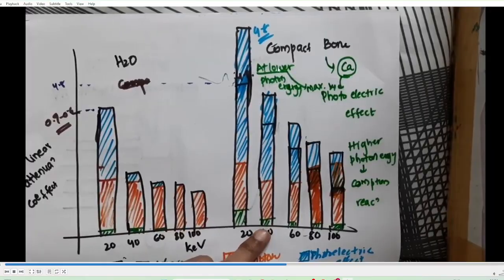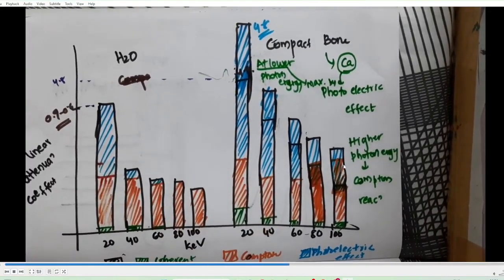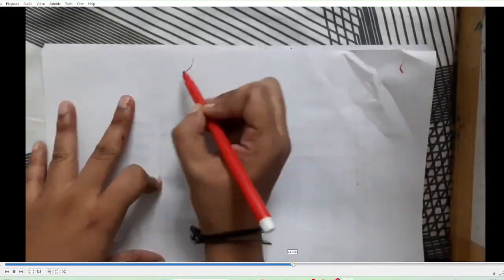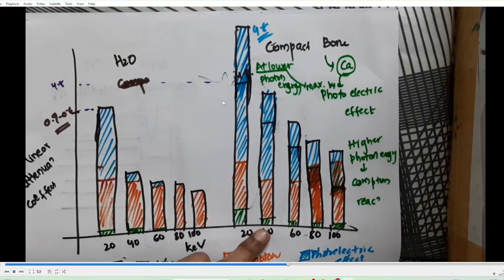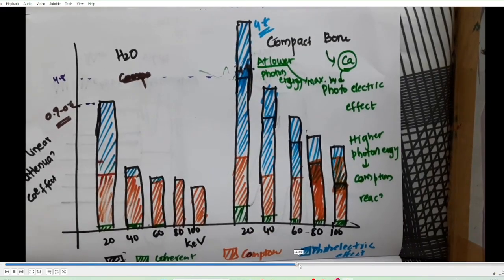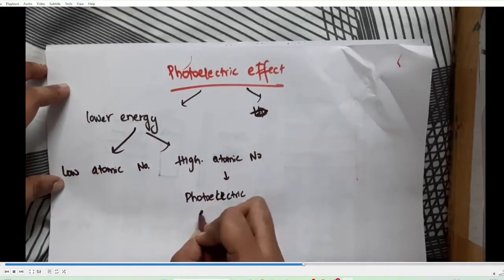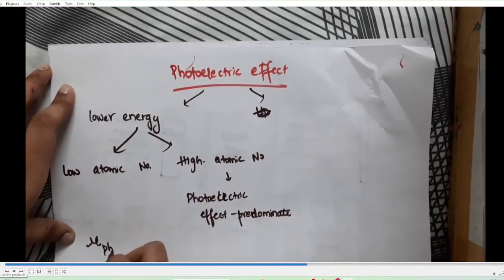So for bone, at lower energy there is maximum photoelectric effect, whereas at higher energy there is Compton reaction. So you can see I have changed the picture, making this compact bone even bigger when compared to the soft tissue. Okay. So if you summarize photoelectric effect at lower energy, there are two possibilities: low atomic number and high atomic number. At lower energies, in higher atomic number materials, photoelectric effect predominates.